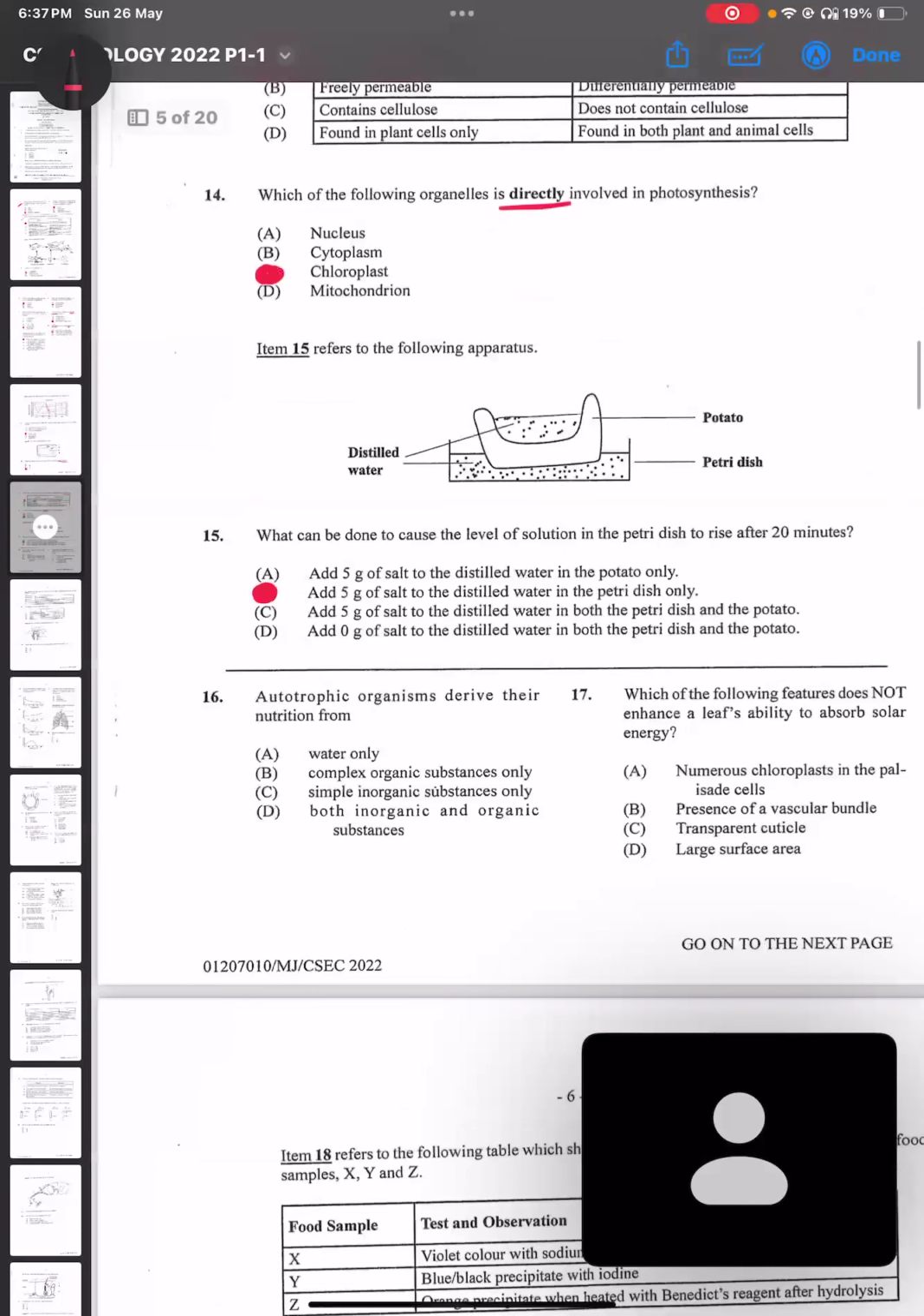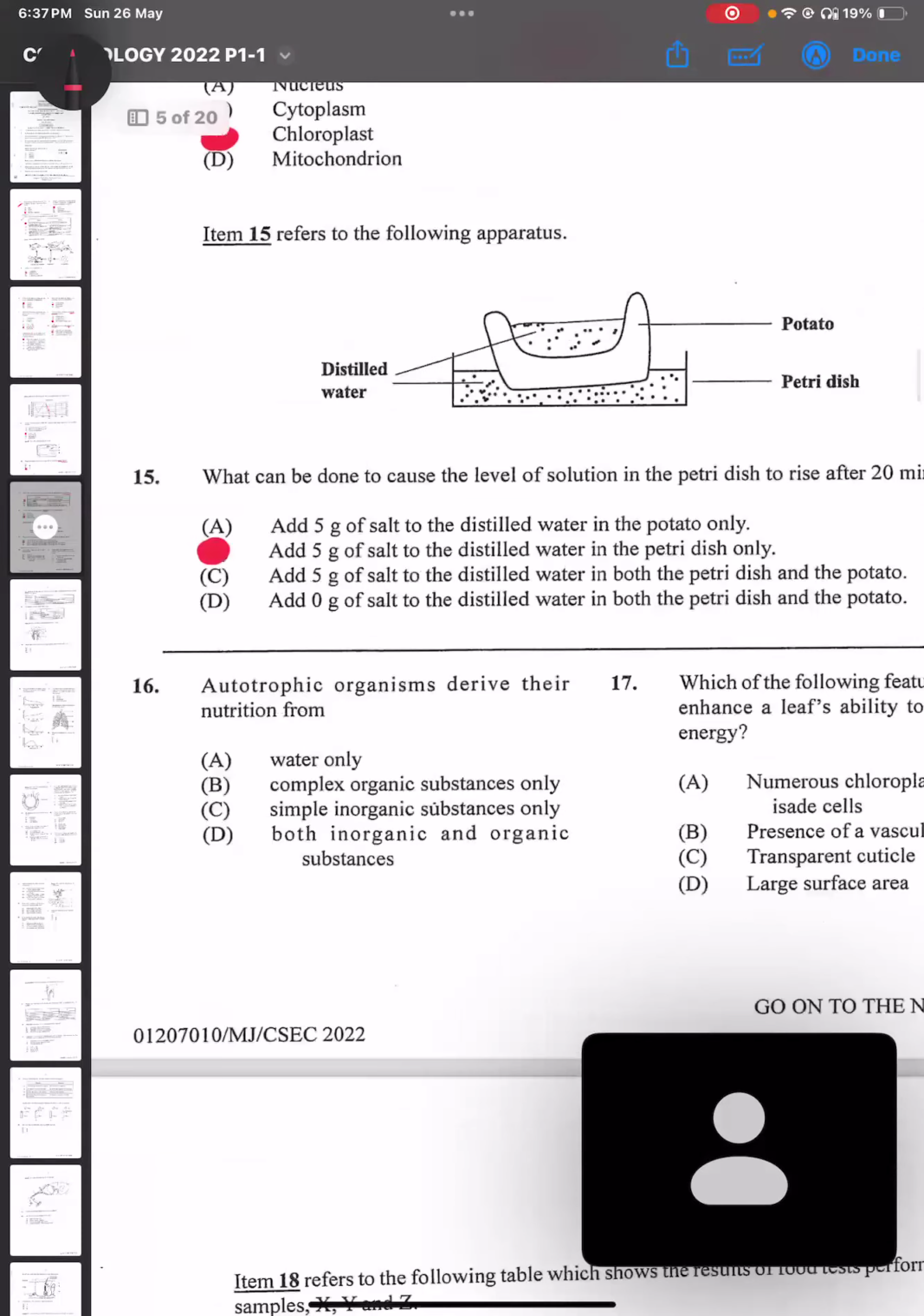16, autotrophic organisms derive their nutrients from... C. So that is what they use to make their nutrients. The H2O, the CO2. That's what they use to make their nutrients, and these are inorganic substances.